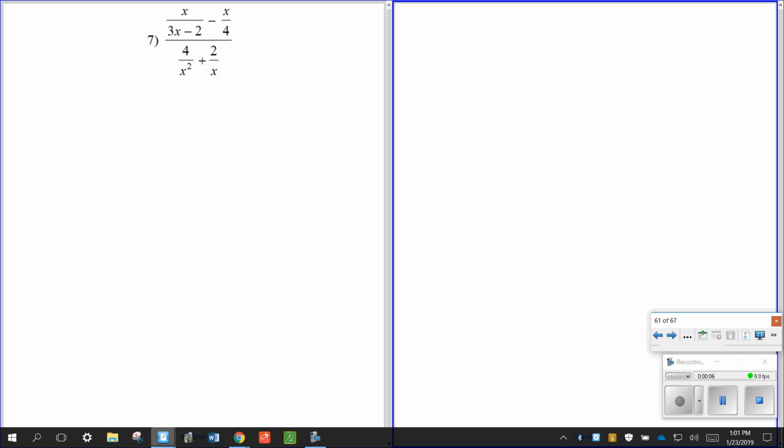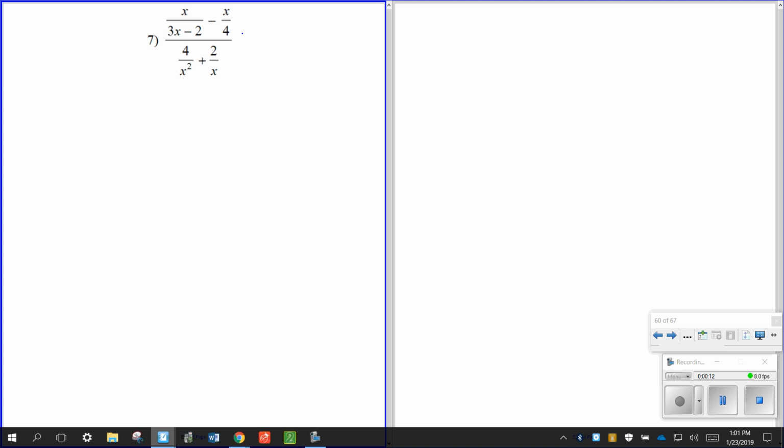At simplifying some complex fractions. Number 7. We have a subtraction problem in the numerator, an addition problem in the denominator. So we have to take care of both of those things first before we can do the division. So we have x minus 3x over 2 minus x over 4.